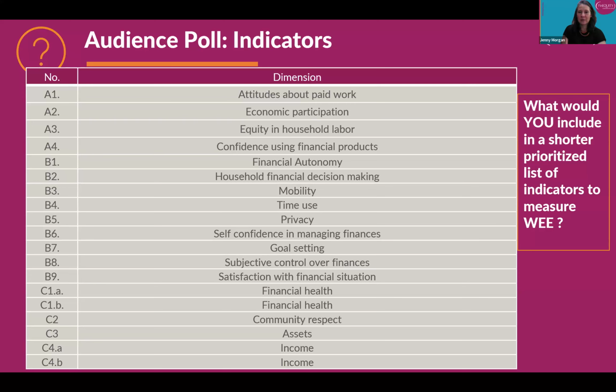That one is around the percentage of women being able to make financial decisions independently, and also the level of participation in household financial decisions. Great. I think income is also quite high, and self-confidence in managing finances, so the level of confidence in managing one's own finances. And then income: the percentage of women who've seen an increase in individual or household income as a result of participation in this intervention.